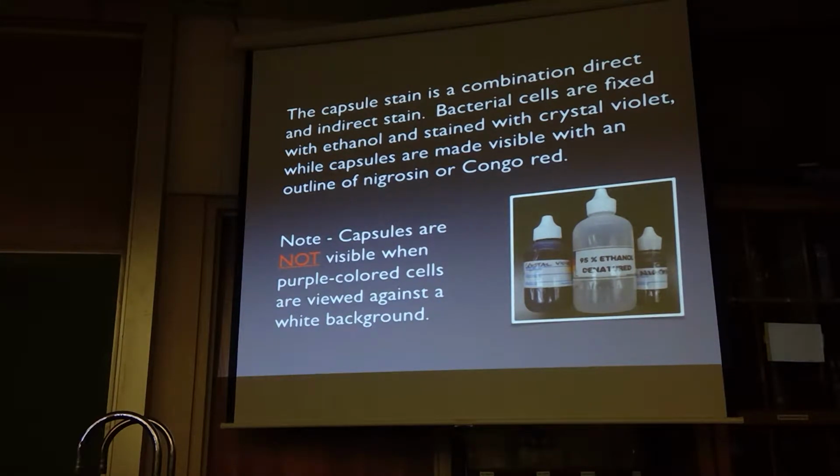Oftentimes, people will show me their representation of a capsule stain, and what they've got is a bunch of purple bacteria on a white background. If the background is white, you cannot see capsules. Capsule is a white layer outside the cells. The only way you can see that is if the background is dark. So you have to make an indirect stain, a background stain.